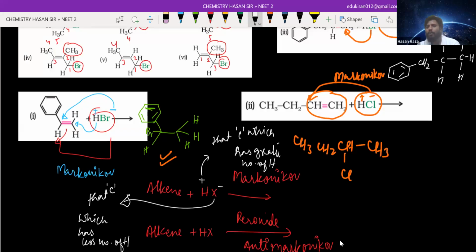And anti-Markovnikov is the opposite of Markovnikov. This is negative, this is positive. So the negative part of anti-Markovnikov will go to that carbon with a greater number of hydrogen, and positive to that carbon which has a lesser number of hydrogen. Are you getting my point? Yes or no?